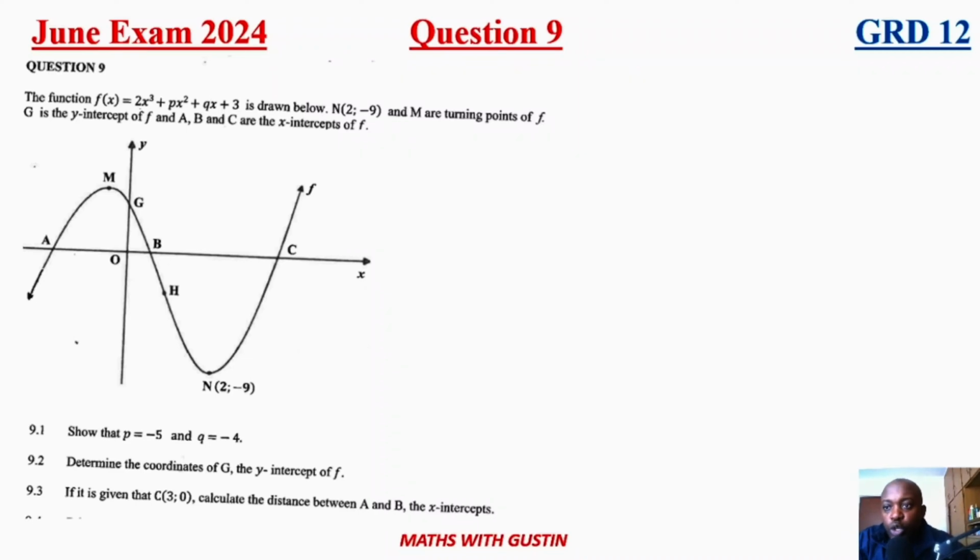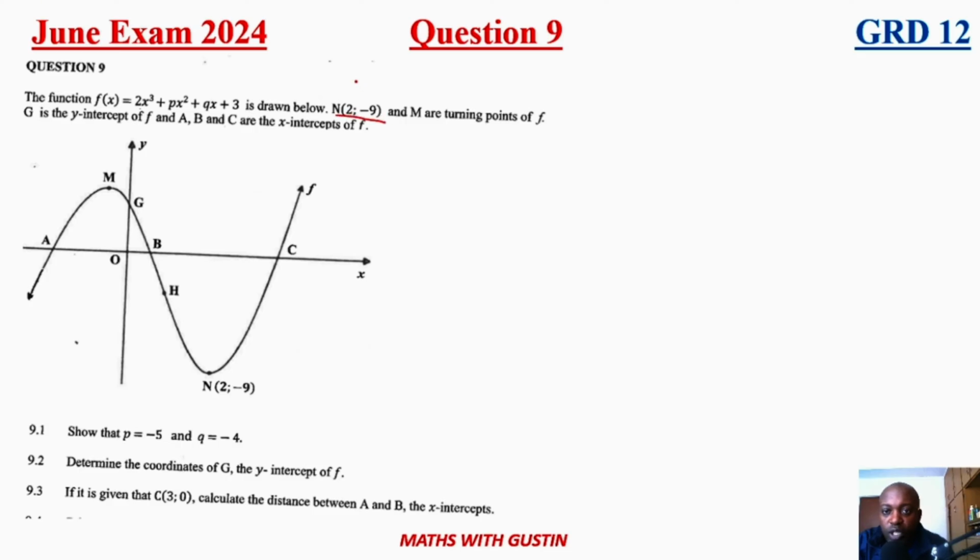Now let's have a look at question 9. Question 9, it was a cubic function given in the figure shown, as you can see there. And then the question says the function f of x is equal to 2x cubed plus px squared plus qx plus 3. So basically that's what they've given to us, and they said that this is drawn below.